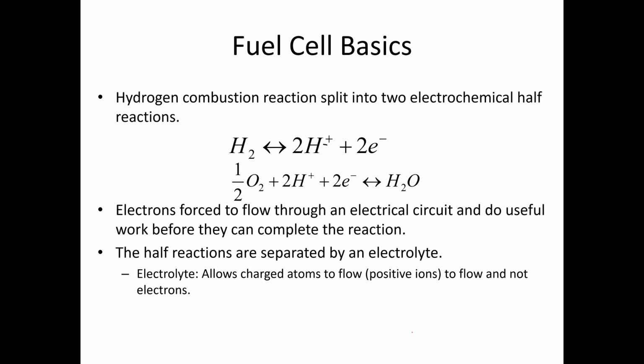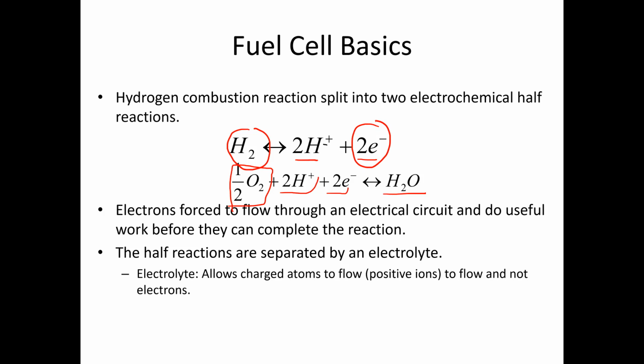What happens is that the hydrogen combustion reaction is split into two electrochemical half reactions. The hydrogen gets split into 2 positive ions and 2 electrons. Then half a mole of oxygen reacts with the 2 positive ions and the 2 electrons to produce water. Those 2 electrons are forced to flow through an electrical circuit and do useful work before they complete the reaction with the oxygen.